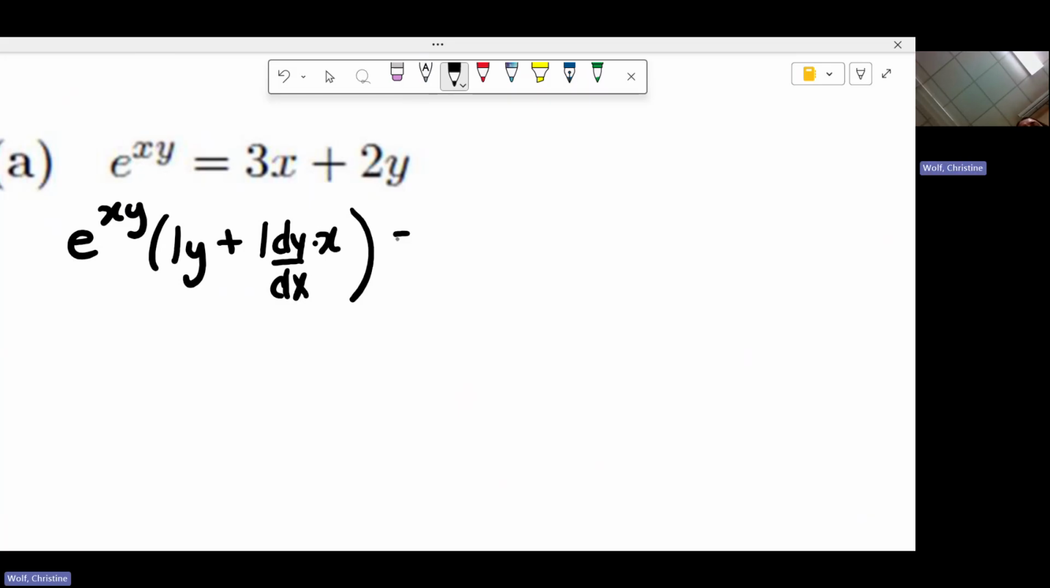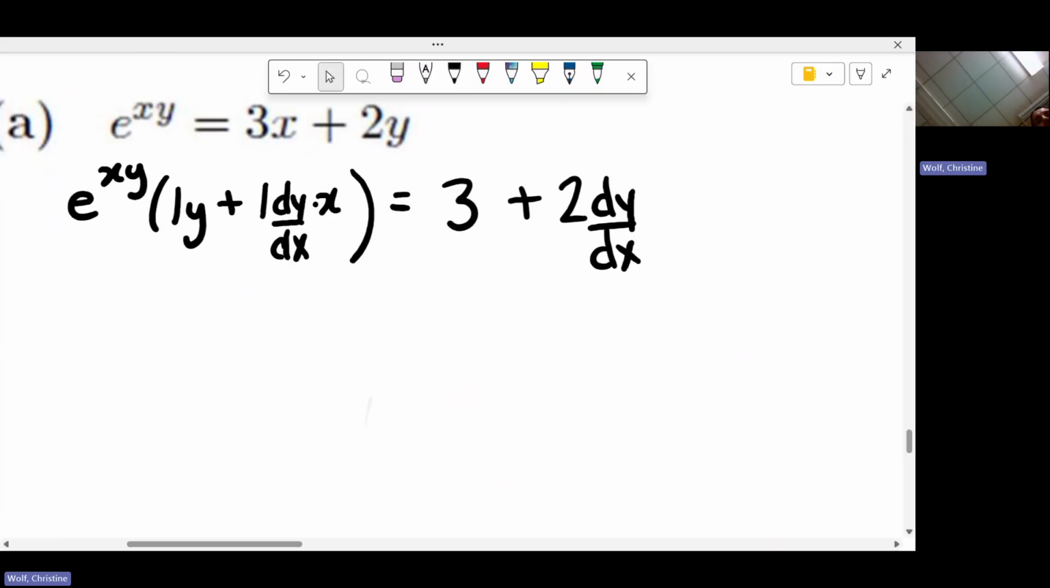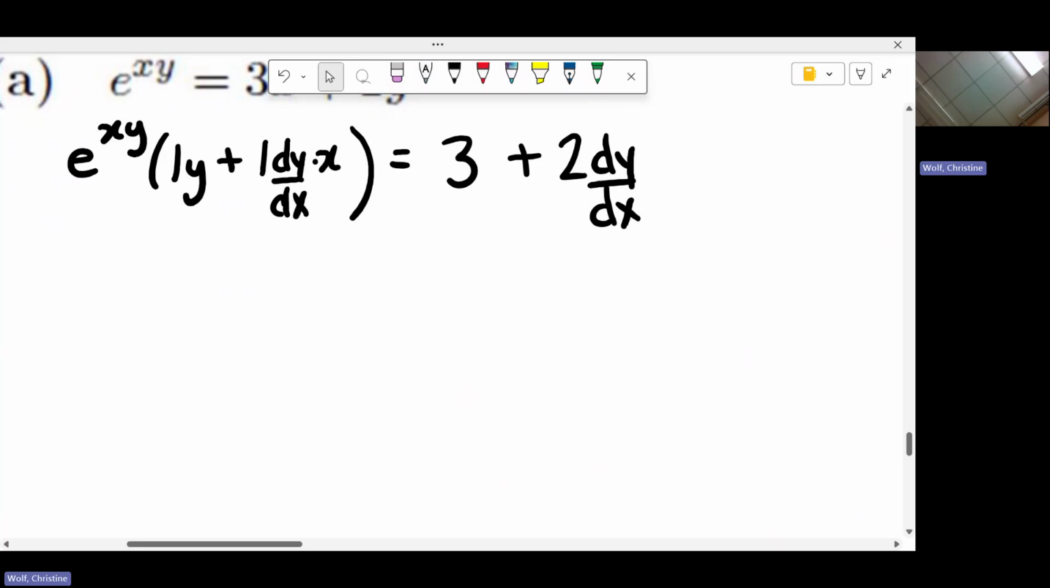Now I take the derivative of 3x. I'm so happy. No dy, right? And then I take the derivative of 2y, which is 2. And then I tack on my dy dx. I just took the derivative of a y. Okie doke. What am I going to have to do on my left-hand side?